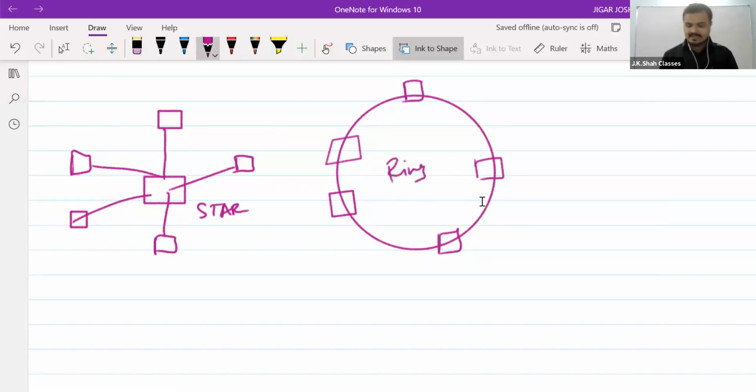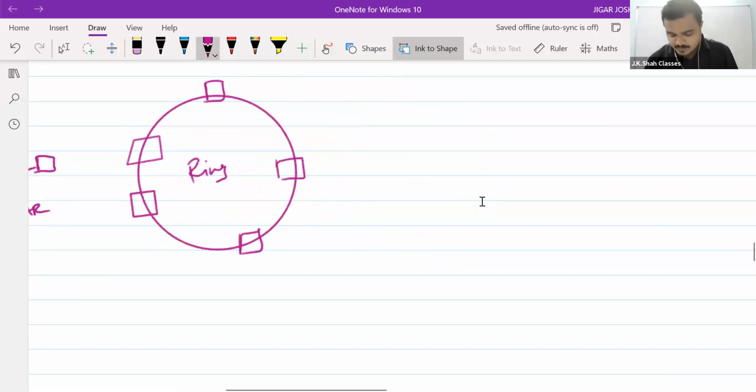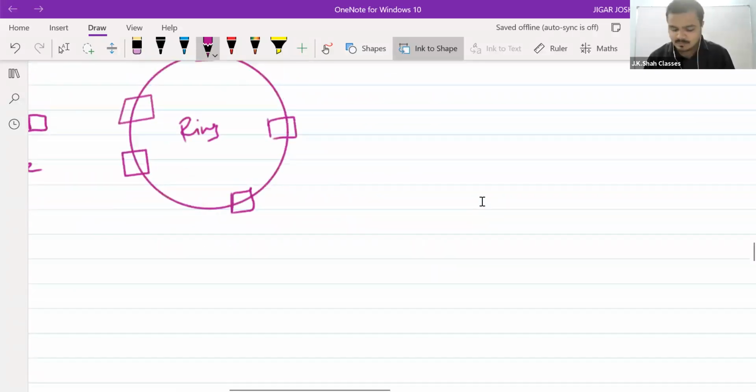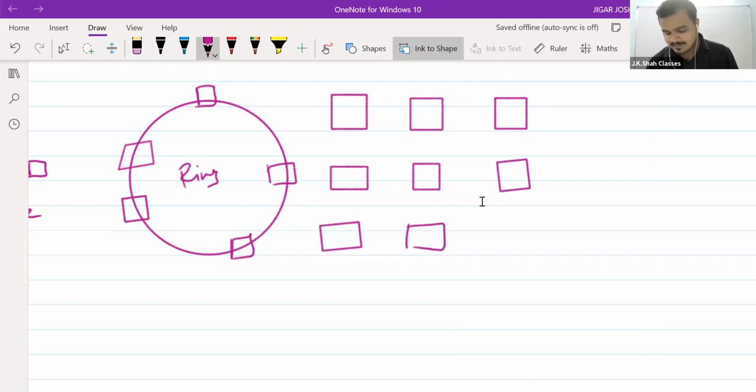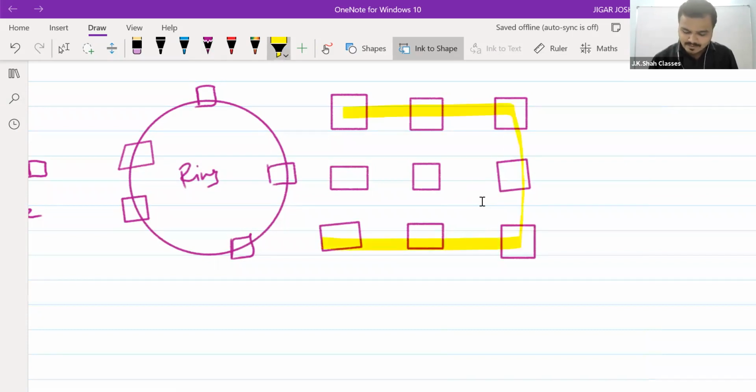Understood? Yes, sir. And today, the method which we are using right now, by which you, me, all these people are connected with each other, is called a mesh topology. Understood? Sir, what is this mesh topology? Let me draw, you will understand. All PCs are connected with one another. Understood? Yes, sir.